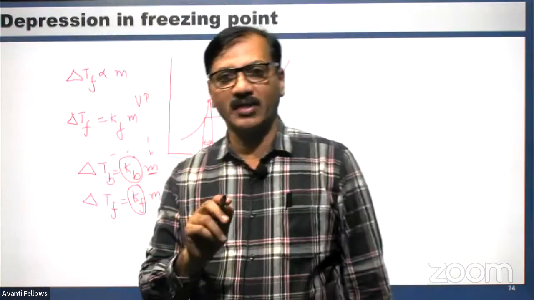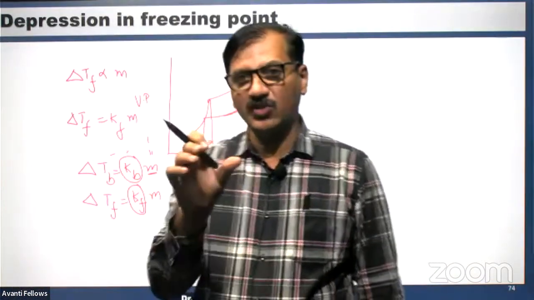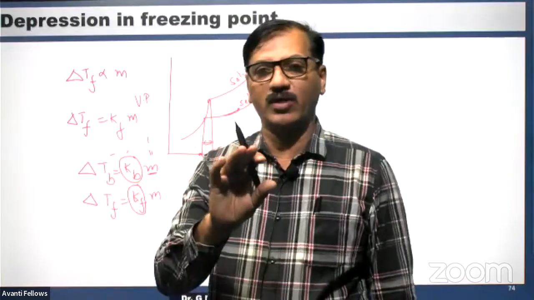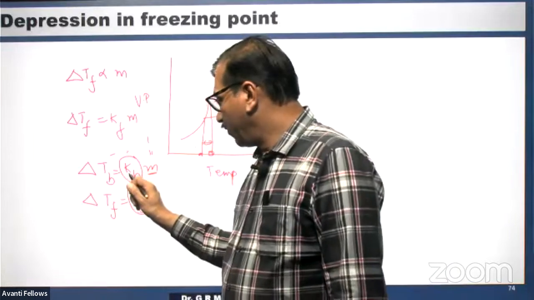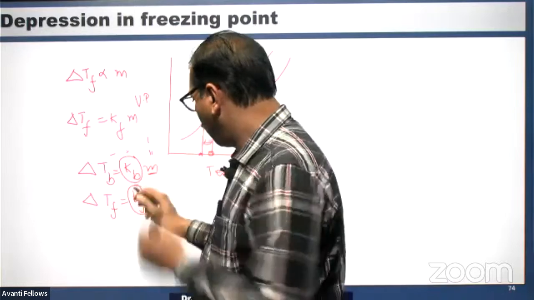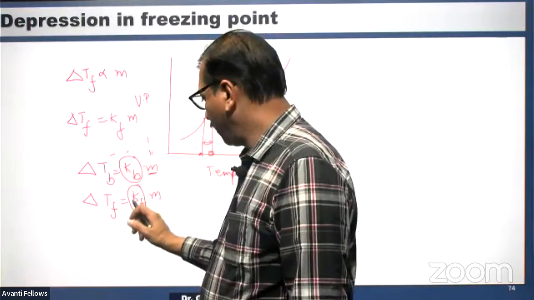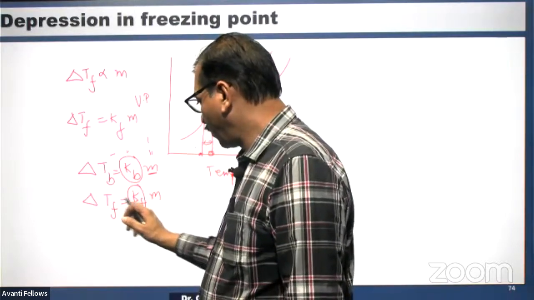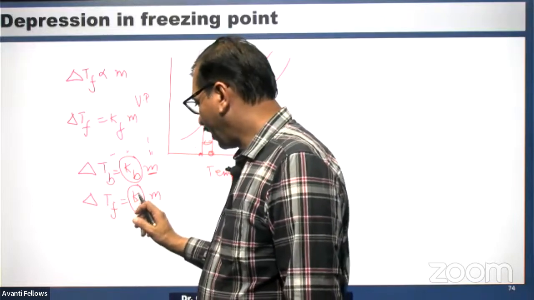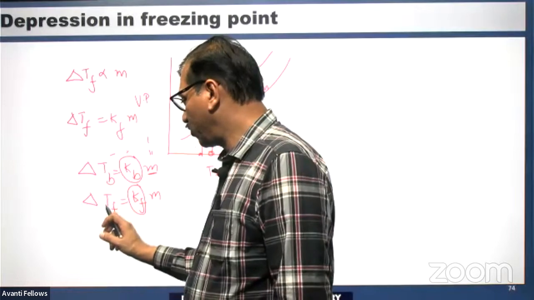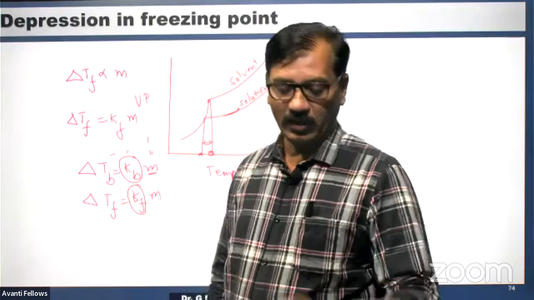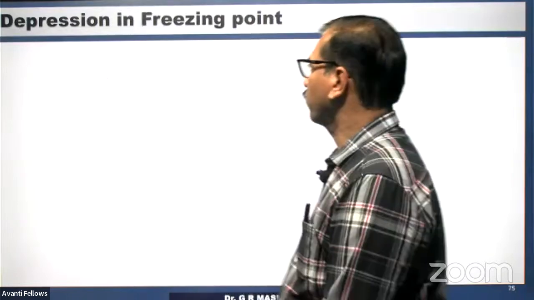So, for most of the definitions, when you take up a proper equation, you can do it very easily. For the KF, it can be defined as KF is equal to delta TF if M is equal to 1. Therefore, cryoscopic constant is the depression in freezing point of one molar solution. Okay. So, this is the way we can define it.